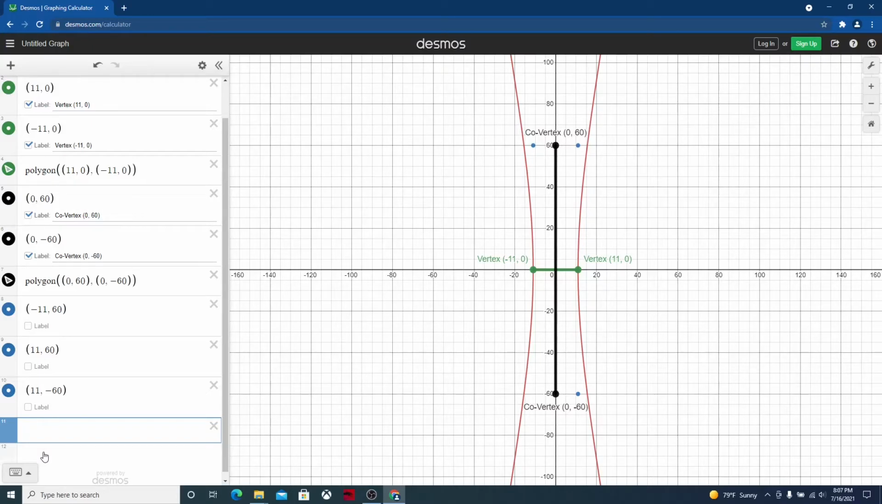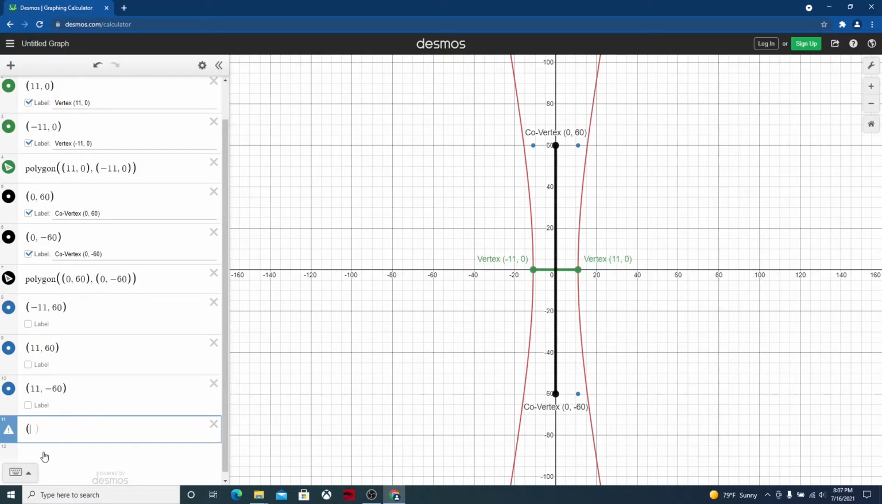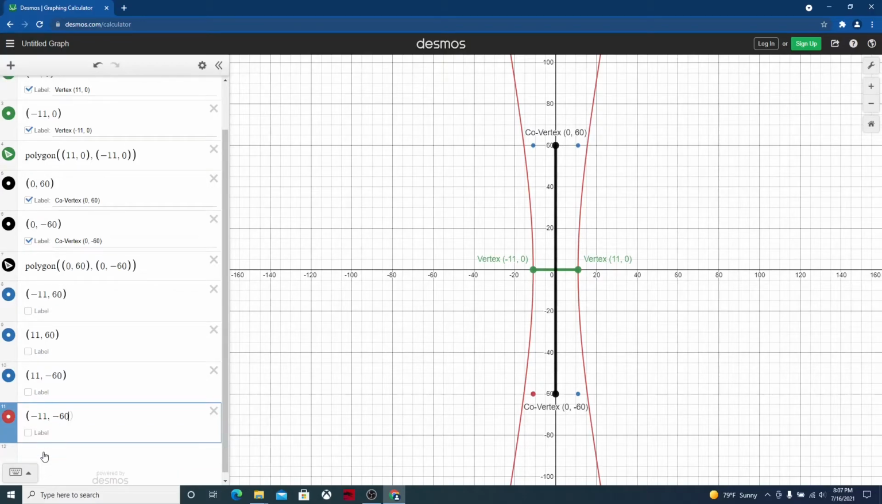and our final corner point is going to be directly underneath the left vertex again, down below on the same level as the co-vertex that's down below. So the X coordinate of the left vertex is -11, and the Y coordinate of the co-vertex that's down below is -60. And we'll change the color of that point also to blue. There we go. So there are our 4 corner points.